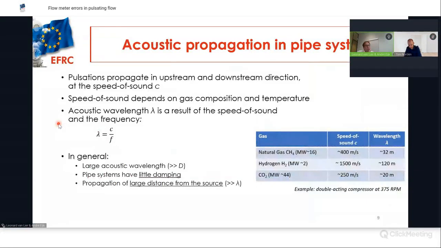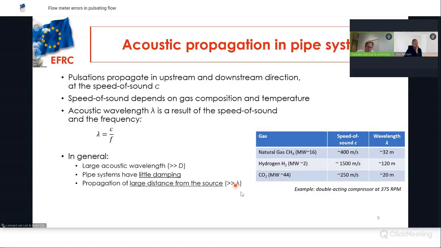Well, we've noticed that pulsations propagate up and downstream in the pipe system, and they propagate at the speed of sound, c. The speed of sound is a quantity which is very important in pulsation control studies, and it depends on the gas composition and the temperature of the gas. Another important parameter is the acoustic wavelength, which is the length scale of the acoustic effects in the system, and it's a combination of the speed of sound and the frequency of the source. So the formula for the wavelength is this.